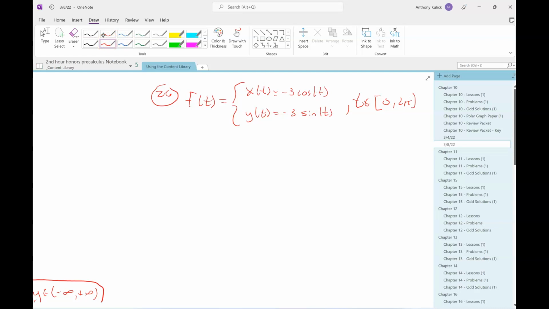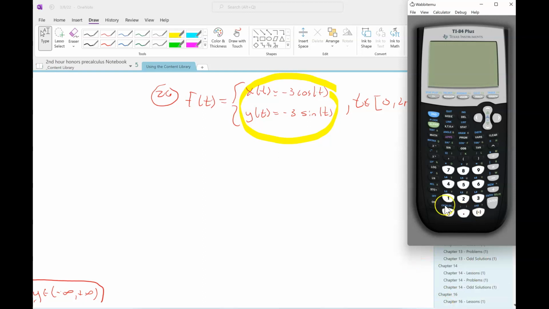Okay. So hopefully you remember that when we have one of these trigonometric ones, we're not going to try to do this algebraically to start. So I'm going to go ahead. I have to put my calculator back into parametric mode because I had to change it out for another class. But I'm just going to graph this here and take a look at what we got.